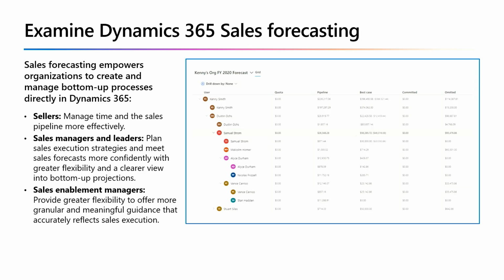Accurate forecasting helps everyone on the team. It allows sellers to manage their time and sales pipeline more effectively by making it easy to identify which deals they should be focusing on or need to close to meet quotas. Sales leaders can plan sales execution strategies and meet forecasts more confidently with greater flexibility and a clearer view into bottom-up projections. They will also gain a deeper understanding of the opportunities that impact the business. Sales enablement managers benefit from greater flexibility to offer more granular and meaningful guidance that accurately reflects sales execution.